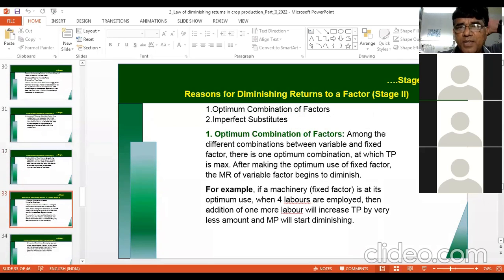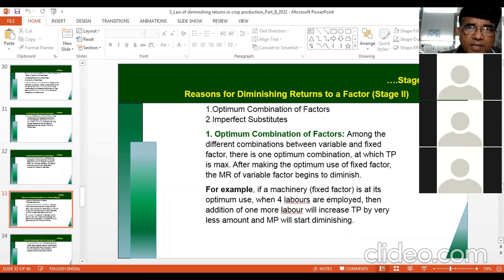Now, reasons for diminishing return to a factor, stage 2. Here the marginal returns are diminishing. So here you get optimum combination of factors, because here economics come into the picture, the monetary value of variable factors comes into the picture. And here they are imperfect substitutes. The variable factor can be an imperfect substitute of the fixed factor.